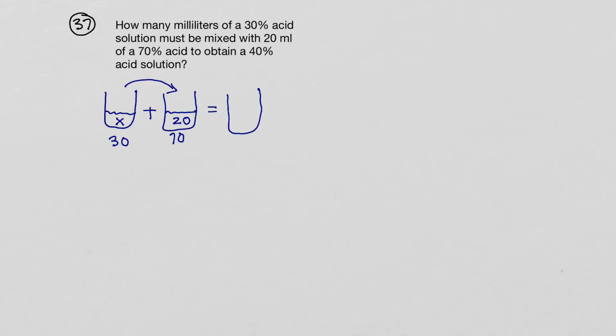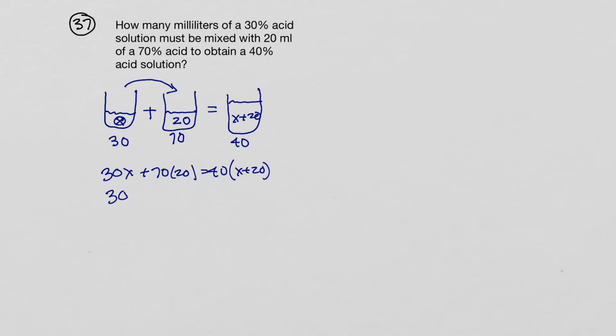And when we add this into this, we're going to get a little bit more, so I'll draw it up here. And how much will we have? Well, we have X, and I'm going to add it to 20, so I'm going to have X plus 20 altogether, and I want that to be a 40% solution. So here's our equation. We're going to have 30X plus 70 times 20 equals 40 times X plus 20.